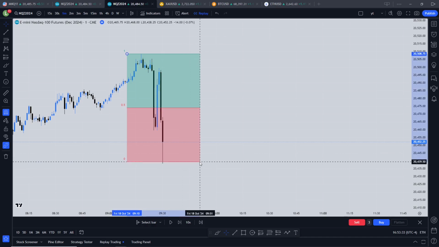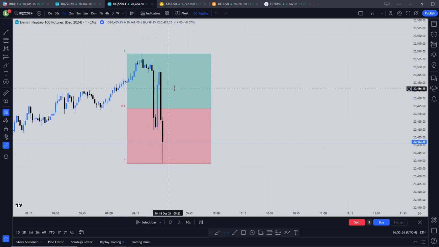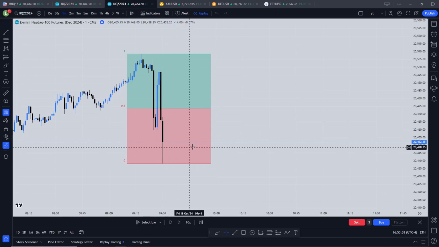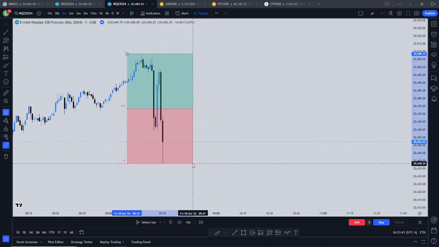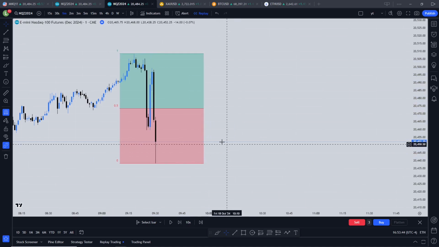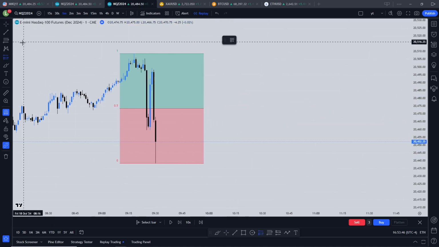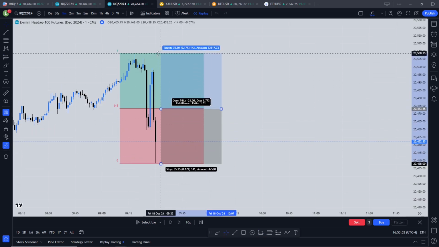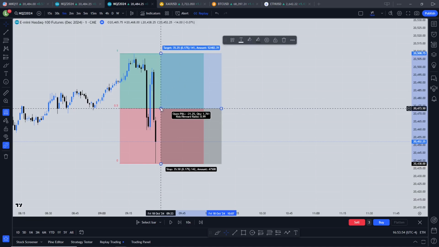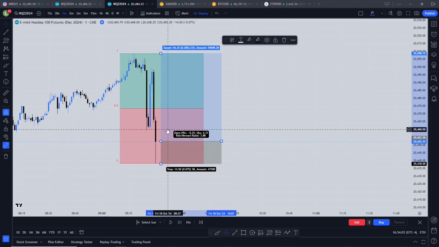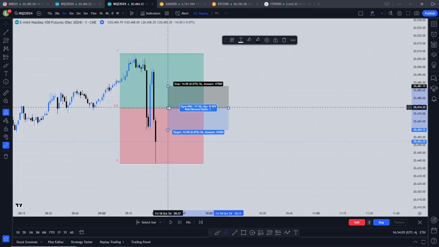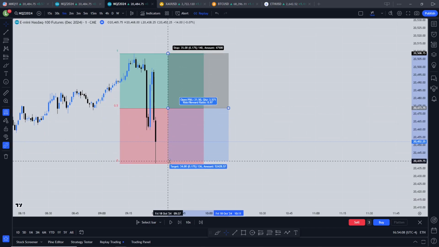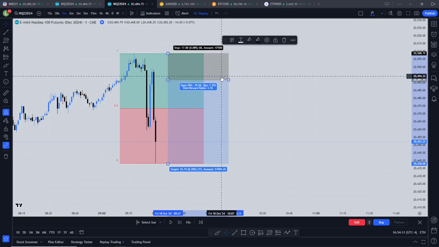Now the rule for this is when you're in premium, you're going to look to short, and when you are in discount, you are going to long. Now the reasoning for this is, let's say you take a trade like this. This is the idea behind it. And this is right in the middle. And if you're in discount, your risk reward would be better. And same thing for shorts, this is the idea behind it.